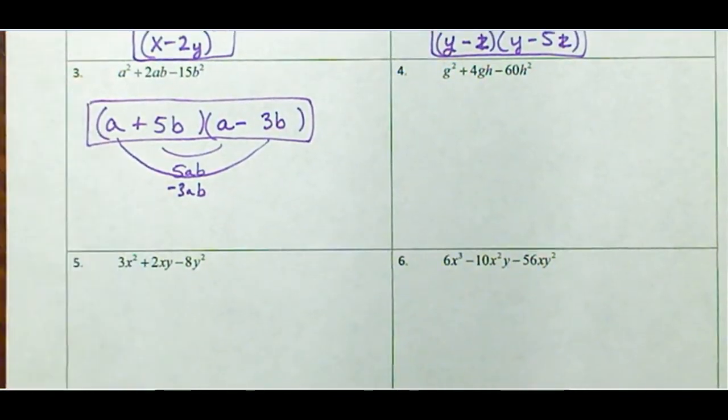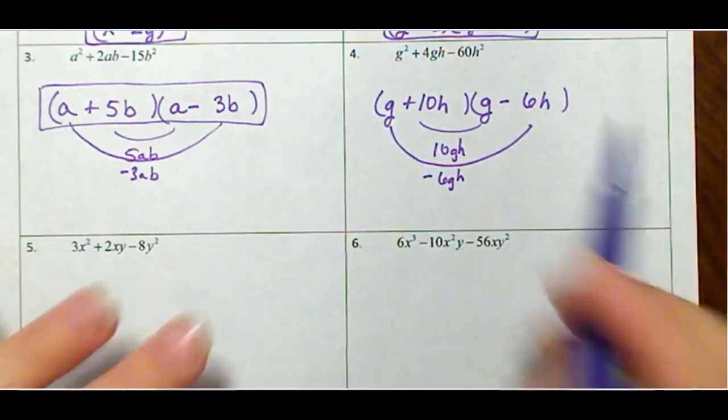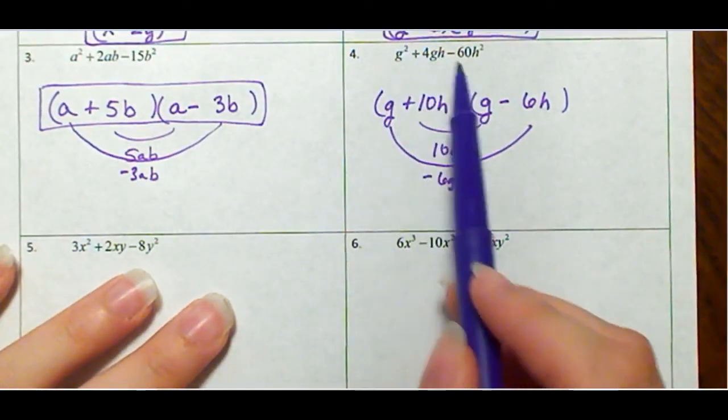Okay, go ahead and try number 4. When you're ready, turn the video back on. Alright, so one more time, just think of this as g squared plus 4g minus 60.